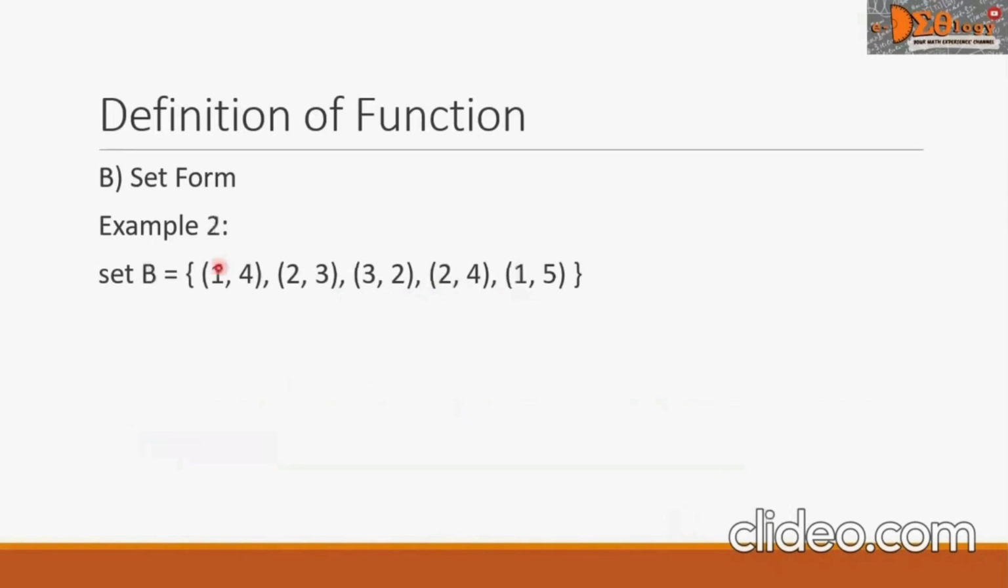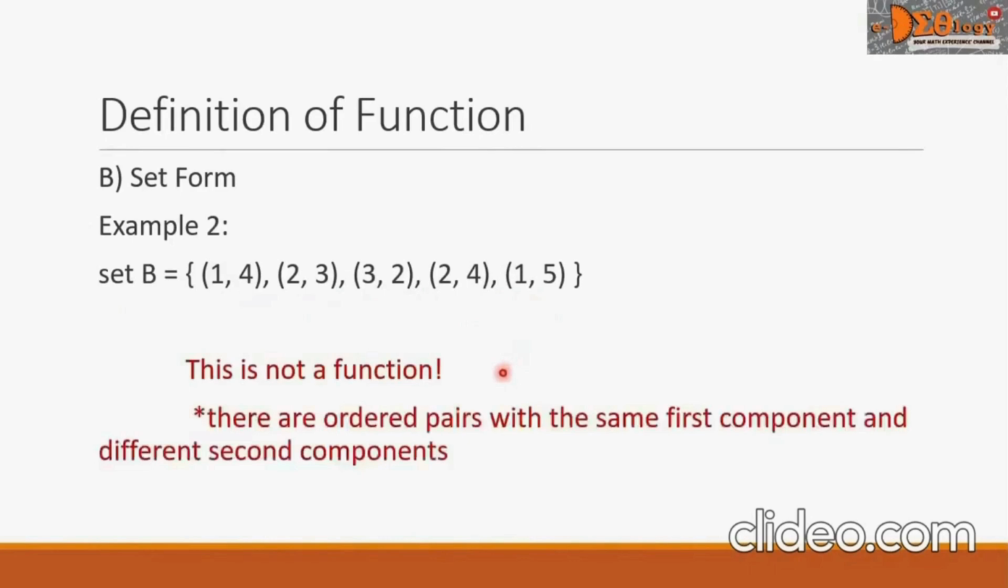Let's have example 2. We have here set B. The ordered pairs are (1, 4), (2, 3), (3, 2), (2, 4), and (1, 5). This is not a function because there are ordered pairs with the same first component and different second components. Example, the (1, 4) and (1, 5). So we will not take the domain and the range anymore. This is our final answer.